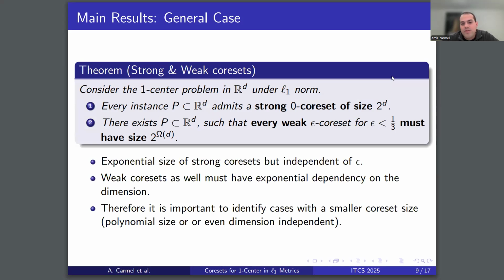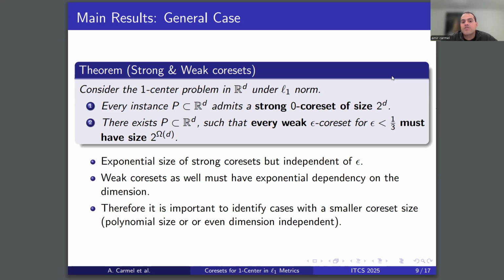So for the strong coresets, we have a good result: we need an exponential size, but we are independent of epsilon. And we have a zero coreset, so we can estimate precisely the cost for every point in the metric space. But for weak coresets, we have a bad result because we need, in the worst case, an exponential number of points in the dimension. So it requires the coreset to be very large. So we would want to identify cases where we can find smaller size coresets, so even polynomial or hopefully dimension independent coresets.